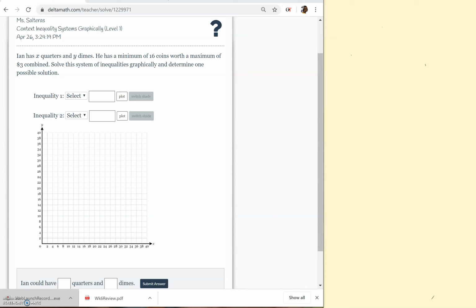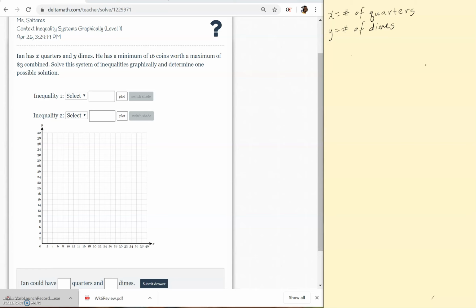Ian has X quarters and Y dimes. Always write down what you know. So X is going to be the number of quarters, to be more specific, because that is what we do not know. We know how much quarters cost, so that can't be a variable. Same with Y. Y is going to be the number of dimes. We know how much dimes are worth, so that is not a variable. Those are known quantities.